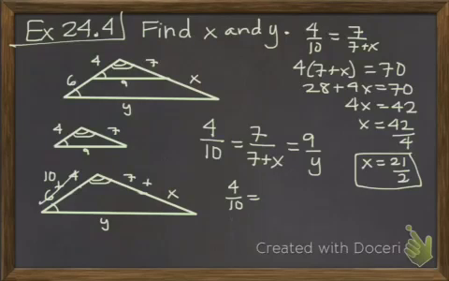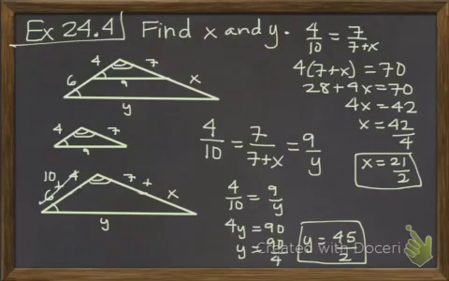Now we'll use our second pair. 4 tenths is equal to 9 over y. Cross multiplying, we get 4y equals 90, so y equals 90 fourths, or 45 halves.